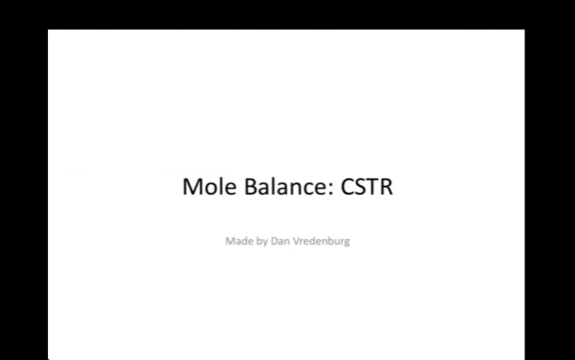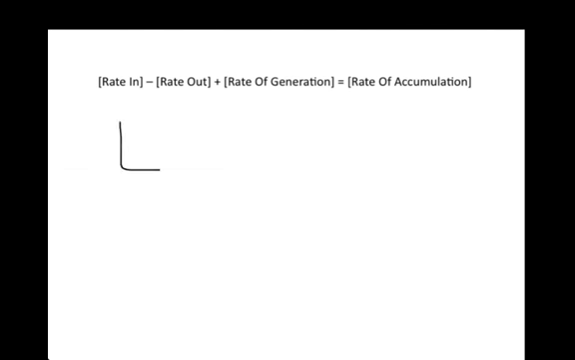So in this video, we'll perform a mole balance on a CSTR, or continuous stirred tank reactor. And a CSTR is a flow reactor, such that we have a molar flow rate, we'll call it FA naught, coming in. And we'll do our balance here with respect to A, and usually we'll have A as a reactant.